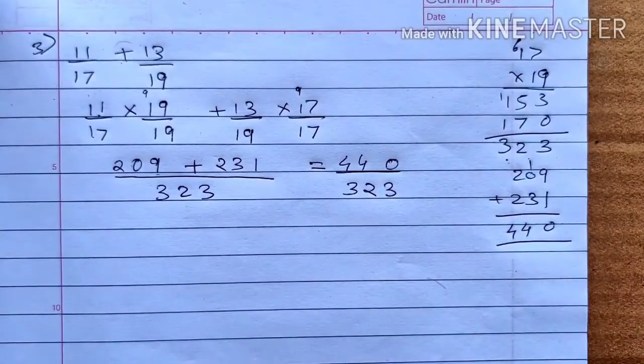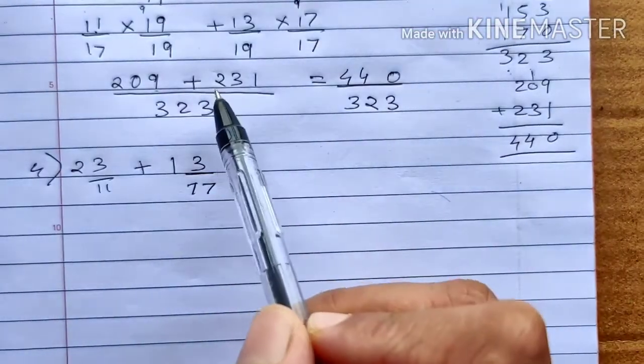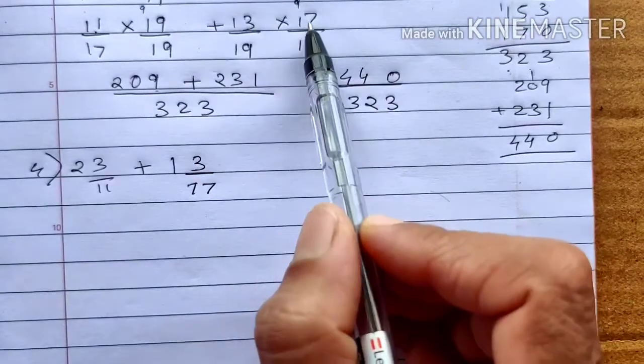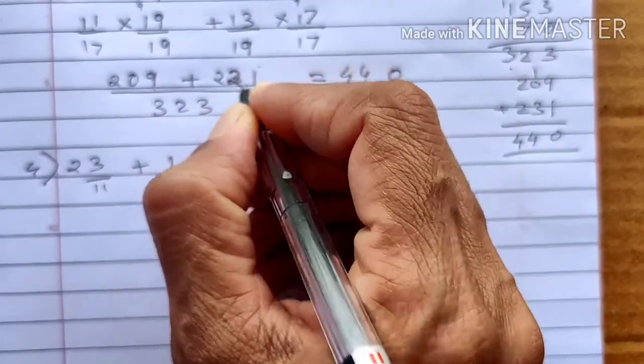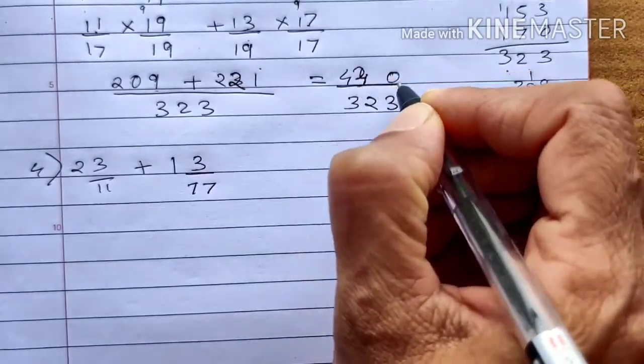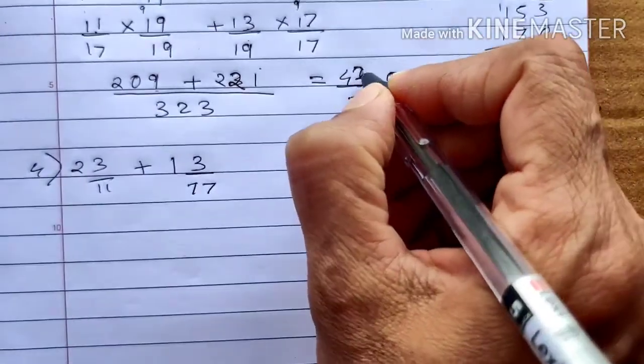So this is the answer. So there's just a correction here. You get 13 7s are 91. 1 carry 9, and this total gives you 221. Okay. So your answer has to be 230.